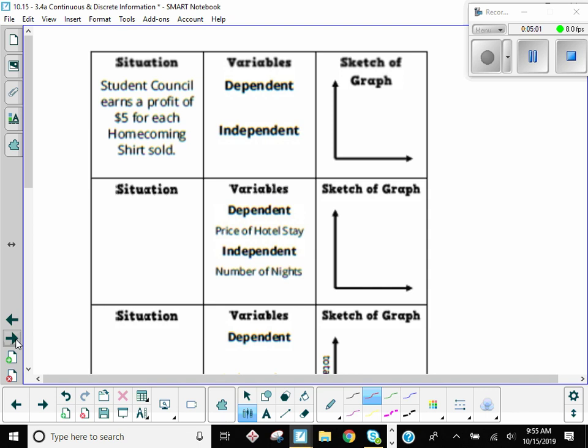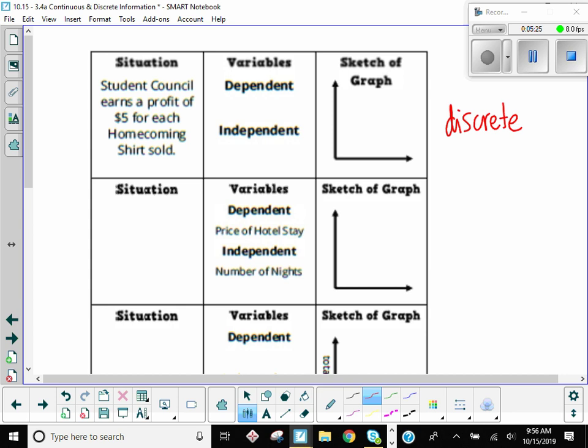So the first situation is: student council earns a profit of $5 for each homecoming shirt sold, okay? Let's talk about, first of all, do you feel like that's discrete information or continuous? Discrete, right? Because those are individual things, the number. So over here somewhere, just write discrete on the outside of that. It's absolutely discrete.